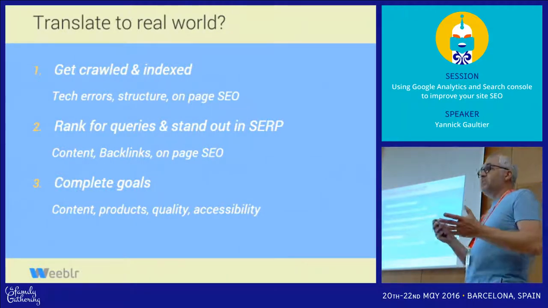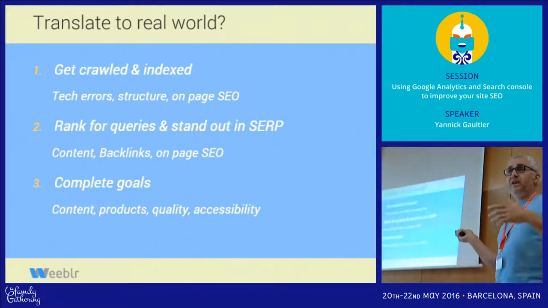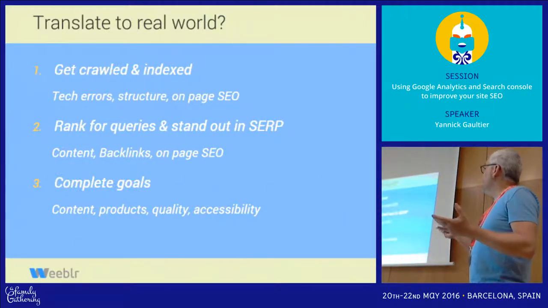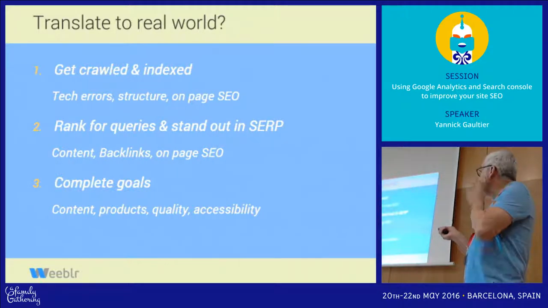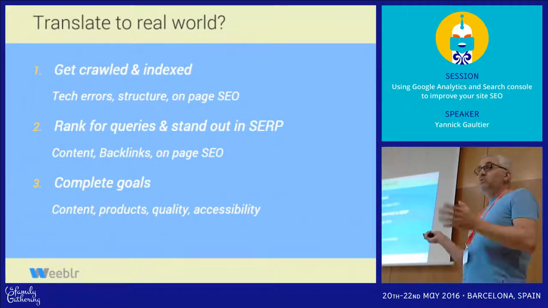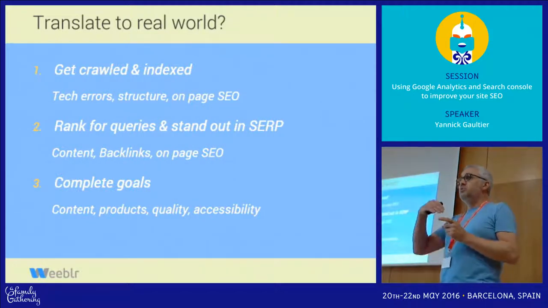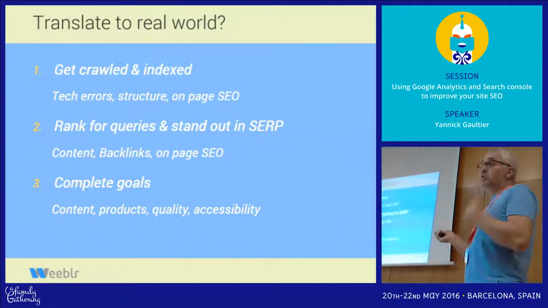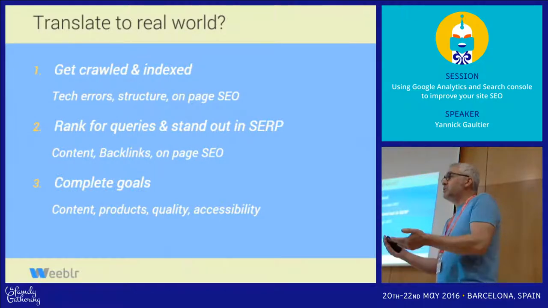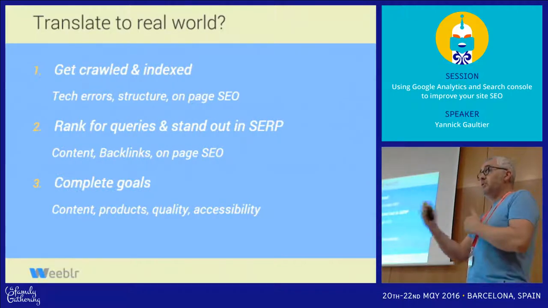The technical translation of what I just said is that first you need to get crawled: your site needs to be crawled by Google and other search engines. It needs to be indexed correctly, and they need to accept it. Then this will let people find you. Then you need to rank for queries. Not only do you need to be found, but you need to be relevant to what users are searching. And you also need to stand out, because there are most likely many people relevant to the same topic. So you need to stand out in the search. And then you need to complete goals. You need to deliver what you promised.